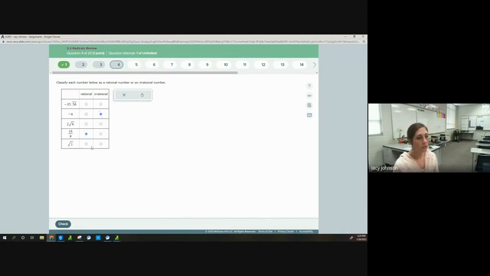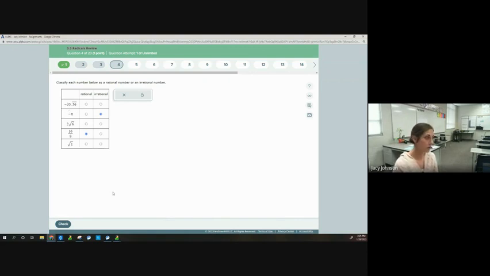Now, as I'm going through the rest of my options, my maybe not so obvious ones, we're going to do a little bit of testing. If I have something that has a repeating decimal, remember we just talked about how to convert repeating decimals into fractions.